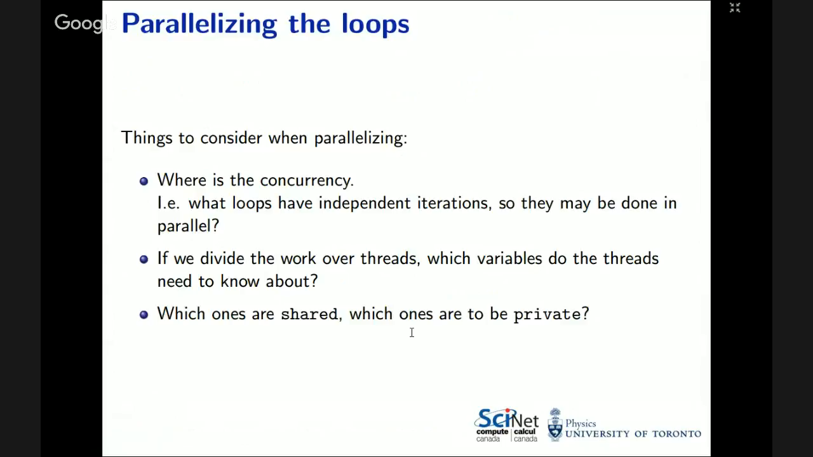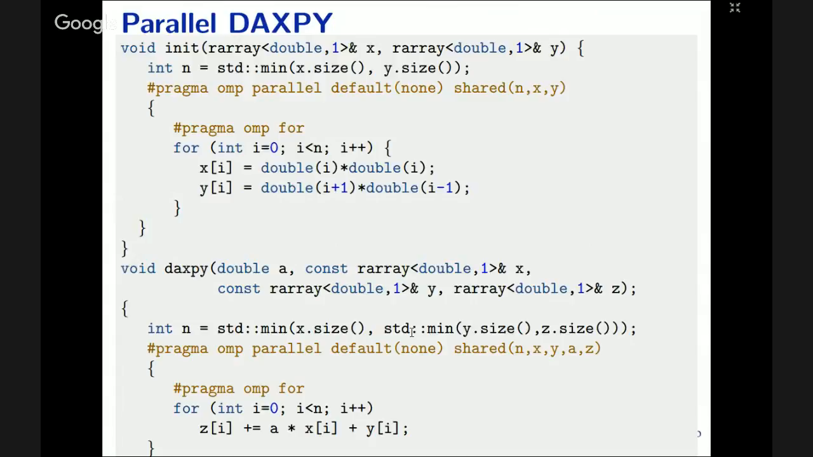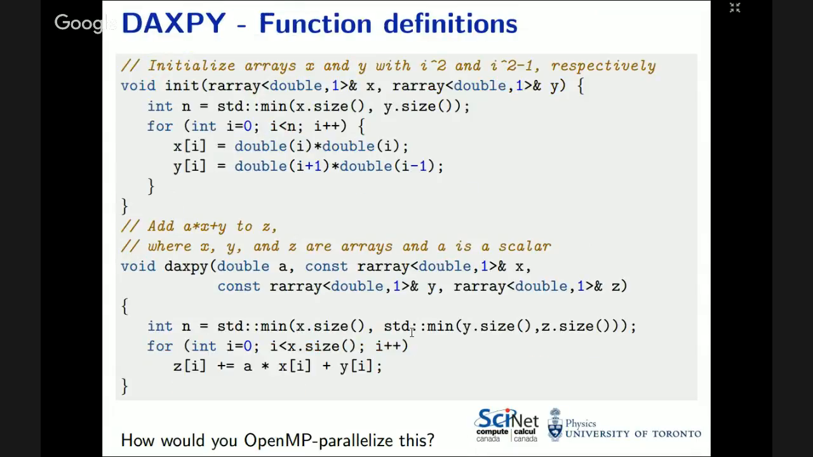And then once we know where the concurrency lies, we have to figure out which variables should be shared and which should be private. Right. So let's look at the answer. Can we see some concurrency here? Things that can be done in parallel.